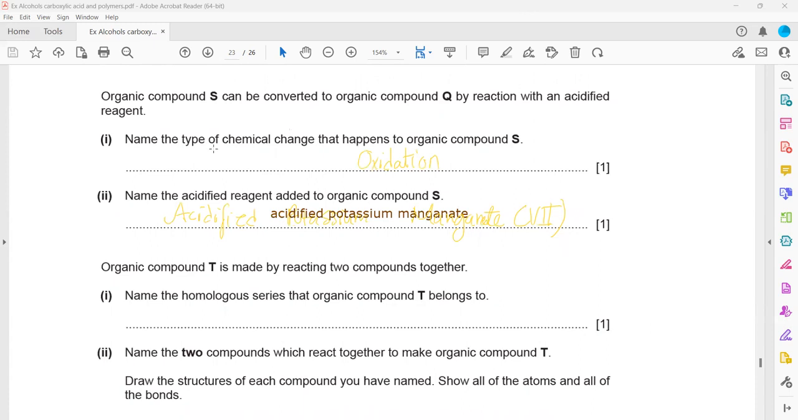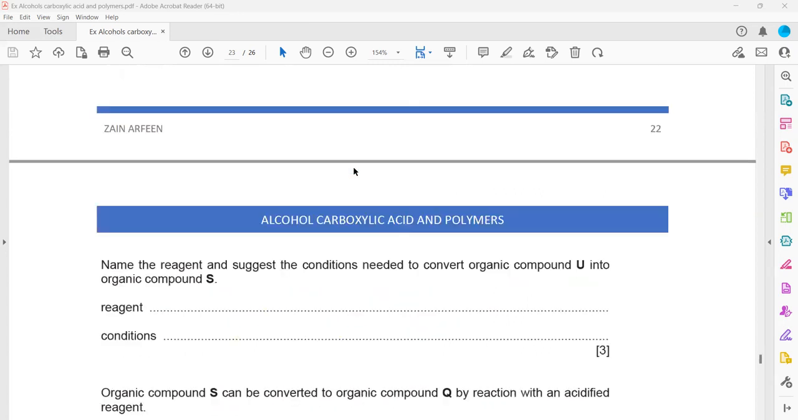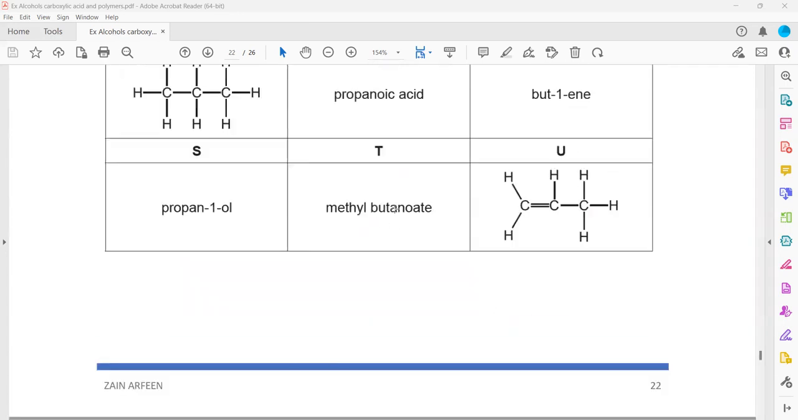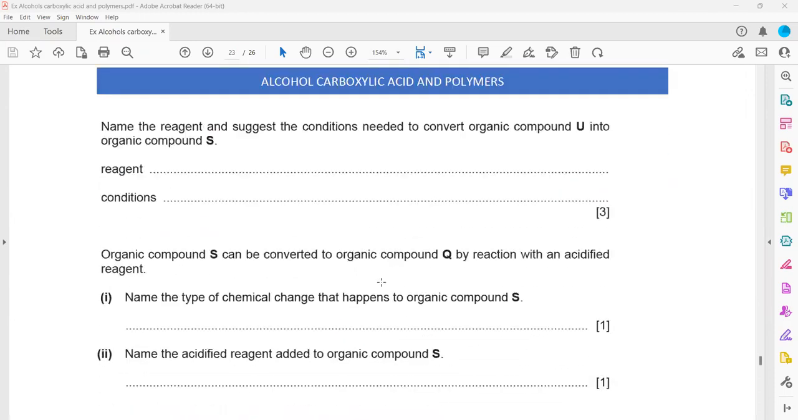Organic compound T is made by reacting two compounds together. So T, I guess, is an ester. T is methyl. What are the reagents? Methanol and butanoic acid. So methanol is there and butanoic acid. Because that's, I think, the next part: what are the reagents which react to form this?